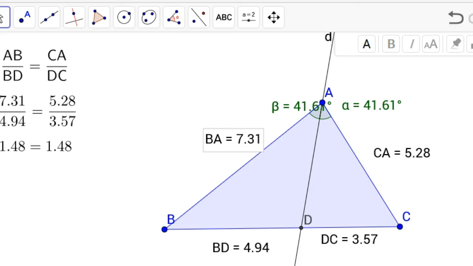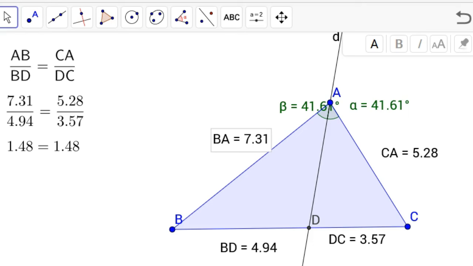So what that means is, here I have an image of it, and I'll move things around a little bit so you can see it better. There we go. And so we've got AD here that cuts angle A. It bisects angle A, cuts it into two equal angles. Here you can see it at 41.6 approximately on each angle.